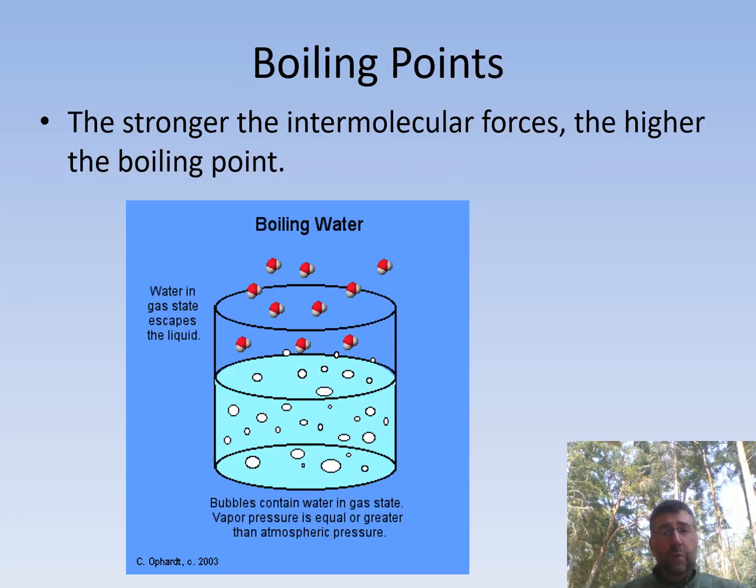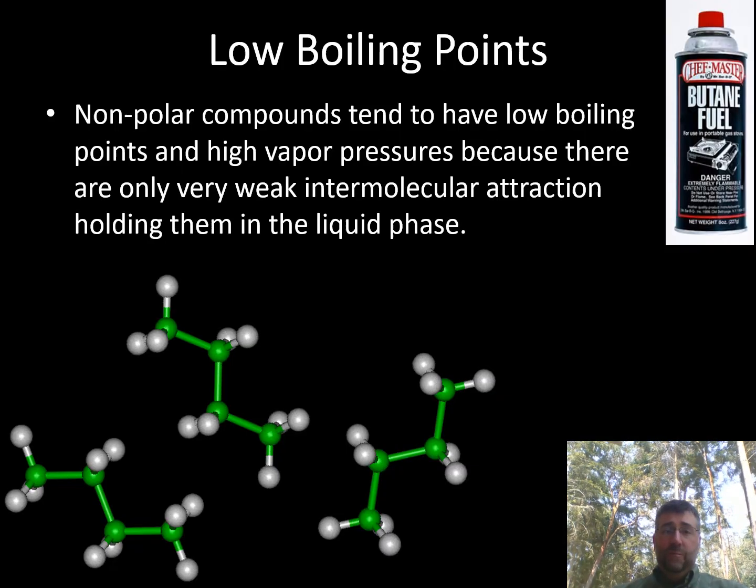The stronger the intermolecular forces, the higher the boiling point. So you can actually rank them by determining what type of intermolecular forces they have, and therefore where they should rank relative to other substances. Substances that have extremely low boiling points are often nonpolar compounds. When you think about all of the gases that exist at room temperature, we're talking about oxygen and nitrogen and carbon dioxide, that's because they're nonpolar. So they have very weak intermolecular attraction. In order to hold them in the liquid phase, we're going to have to cool them way, way down.